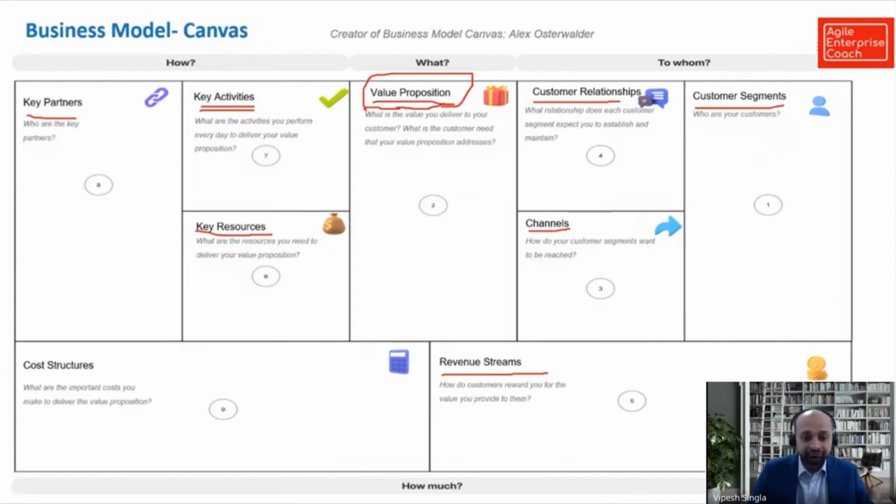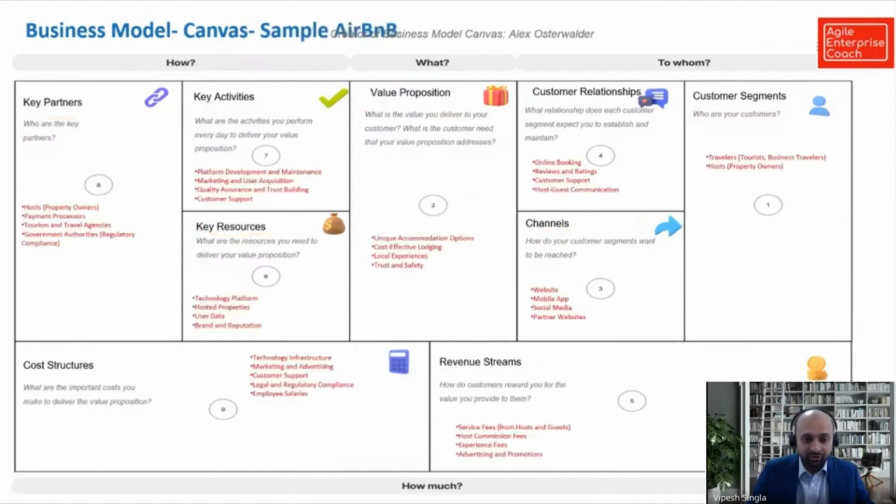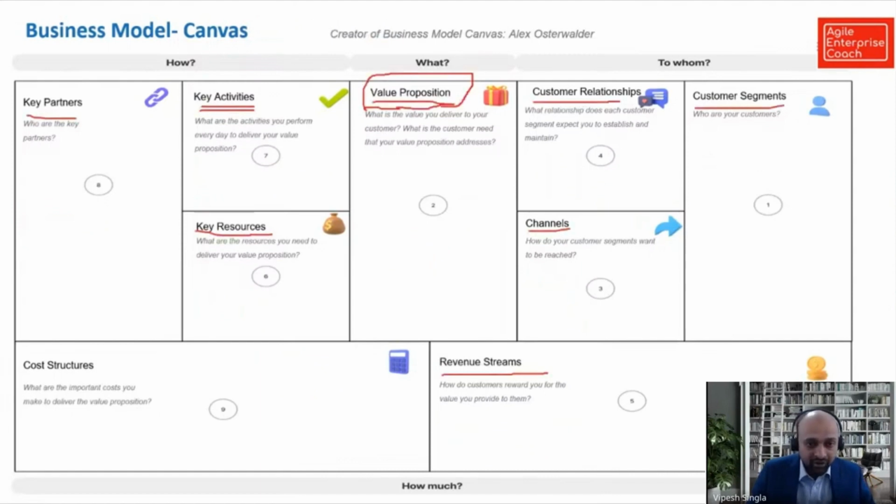And the next one is the cost structure. In the cost structure section, you capture the business's major cost drivers and how they are linked to revenue. What are the things which drive your business from a cost angle? Those things you capture here, and how those costs help in delivering the revenue. Based on that, you capture the cost structure here.